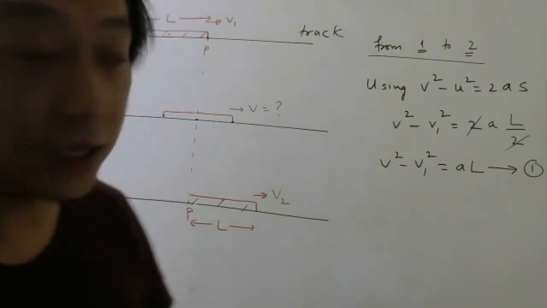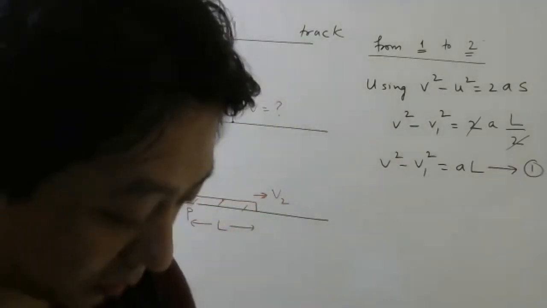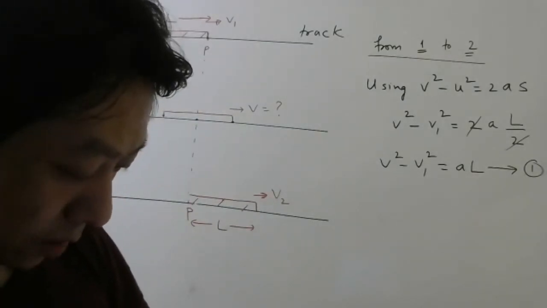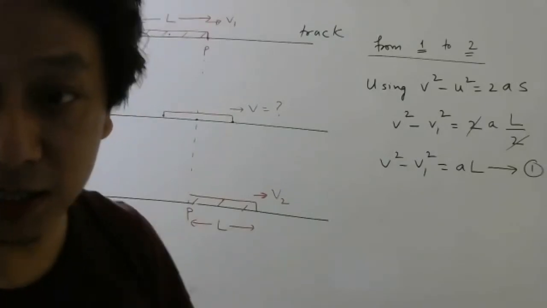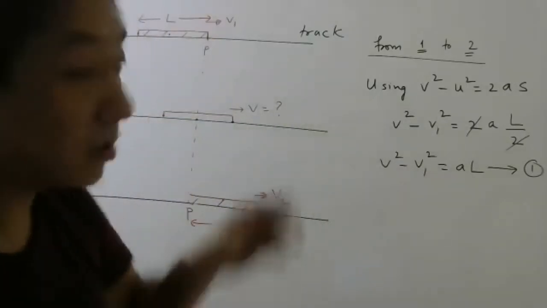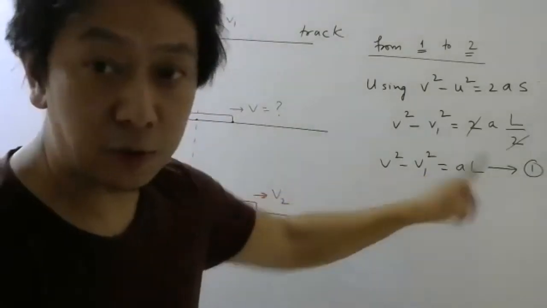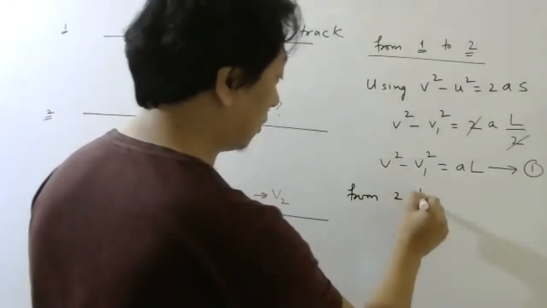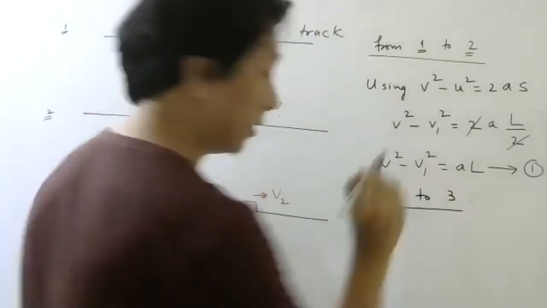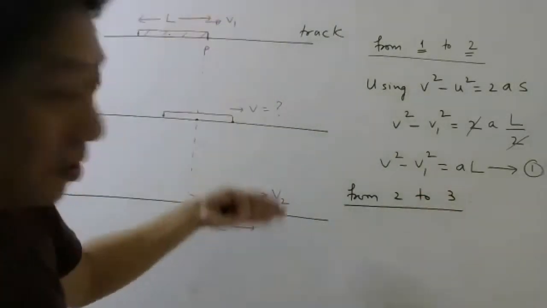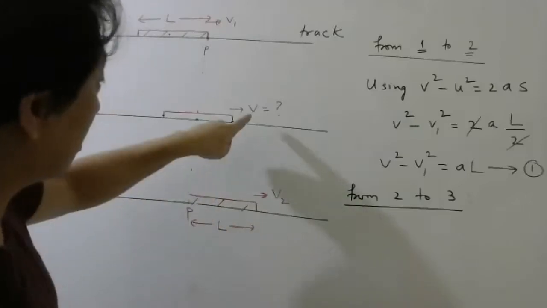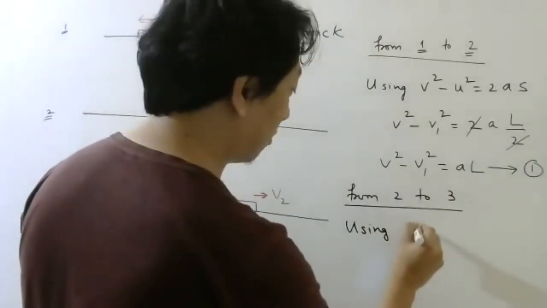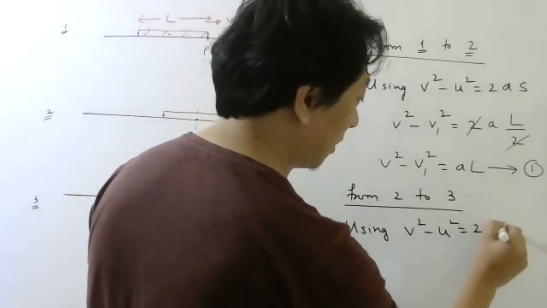Remember, our answer should be in terms of v1 and v2, because in the question, if you read, only v1 and v2 were given. So your final answer should be in terms of v1 and v2. A should not be there, L should not be there. So you need one more equation. From 2 to 3, let me do. Those who are interested, you can try from 1 to 3 also, your wish. So from 2 to 3, this will be initial, this will be final. So using again the same formula, v square minus u square equals 2as.